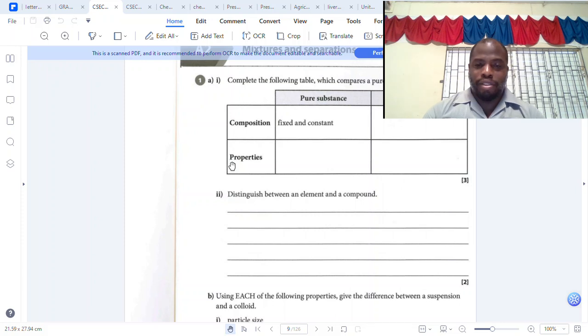You should know this. The elements cannot be broken down using any ordinary physical or chemical process, right? It can be broken down, but you cannot use any ordinary physical or chemical process to get it further divided or further broken down.